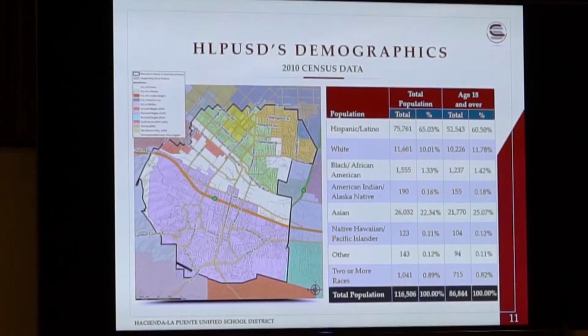So then back to some familiar information here. Total population of the district as of the 2010 census, 116,506 people, which is 5 roughly equal areas of 23,300 people. You can see the breakdown of ethnicity on total population: 65% Hispanic or Latino, 22.3% Asian, and 10.01% white. You can see the information on population 18 and over.